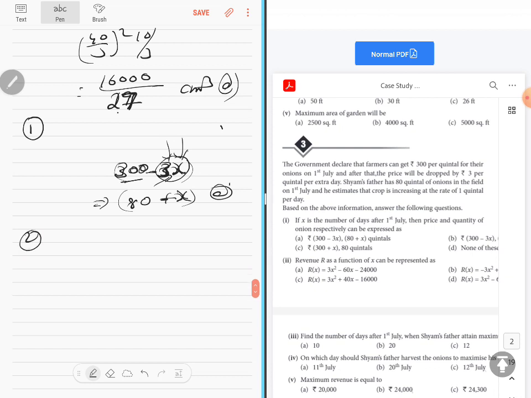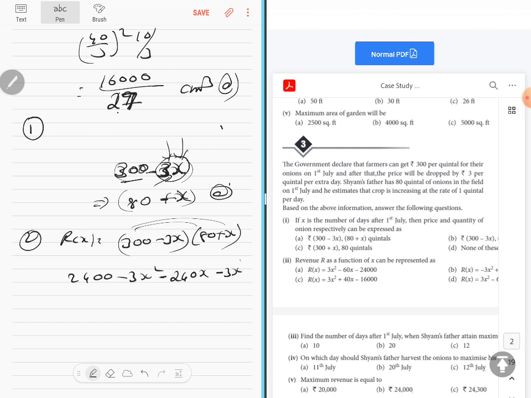The revenue as a function of x. So let's think about the revenue. The revenue R of x is the price into (80 plus x). So if you multiply this, you get 8 threes are 24, minus 3x square, minus 240x, minus 3x square. No, that we have already done. 240x, what else have we not done? 300x. So on solving this, you get 2400 minus 3x square minus 60x.